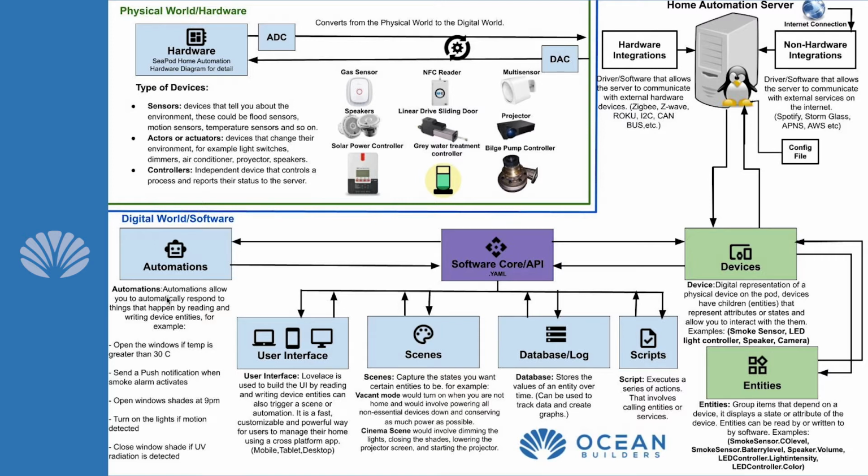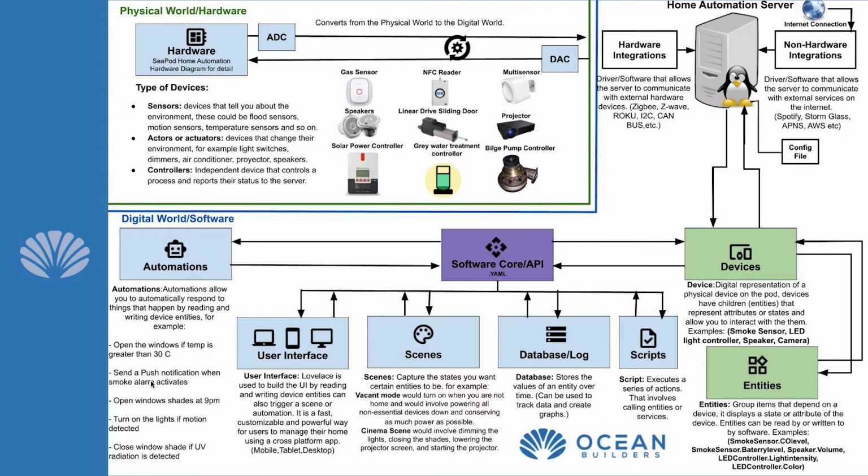So automations basically will allow you to automatically respond to things that happen while you're reading or writing information from the world. For example, you open the windows if the temperature is greater than 30 degrees. So you basically have a temperature sensor, and it senses that it's 31 or 32 degrees, then it automatically opens the windows. That would be an example of an automation. I'm not saying we're doing that, that's just an example.